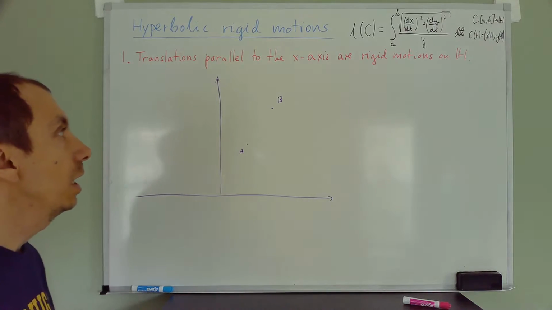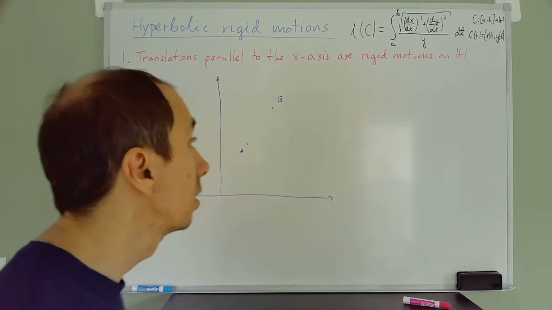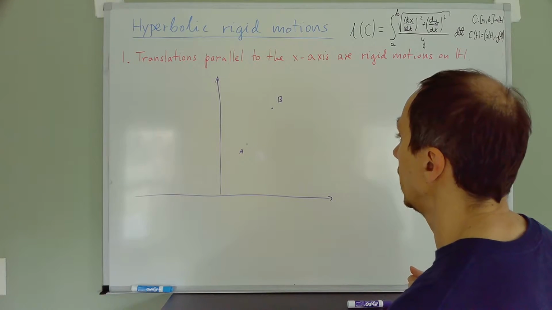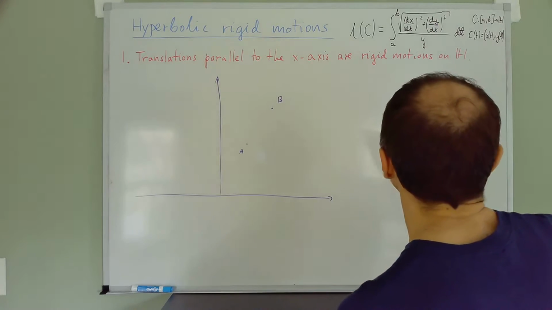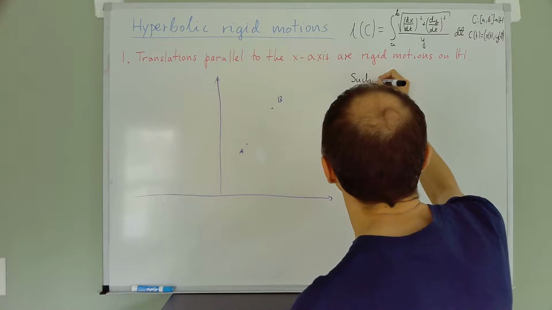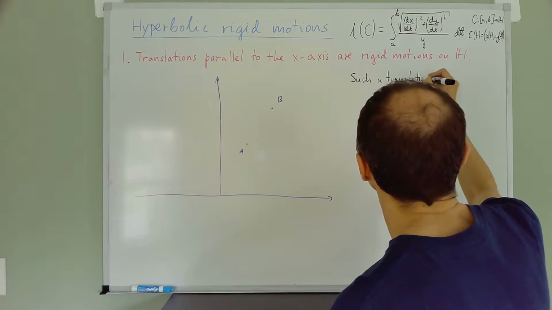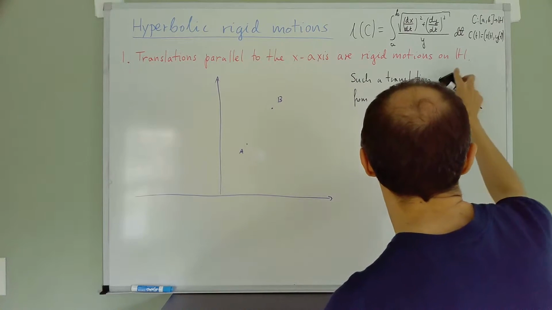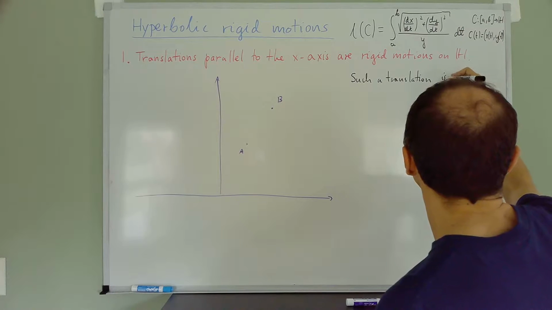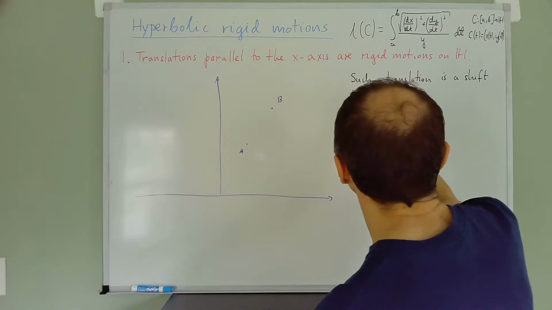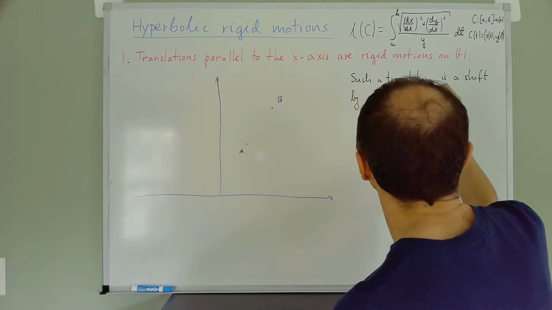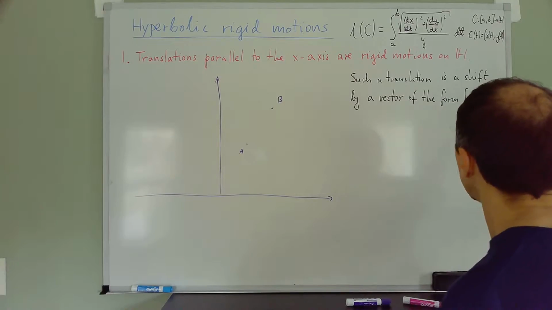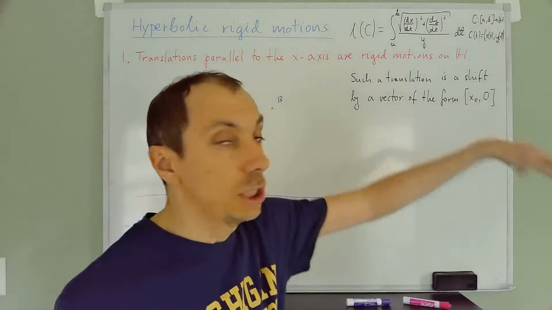and I will do a translation parallel to the x-axis. So that means, in other words, I'm just adding a vector to both of these that has its y coordinate equal to 0. So such a translation arises from, or is, a shift by a vector of the form x0, 0. So that means I am not changing anything in the y direction.